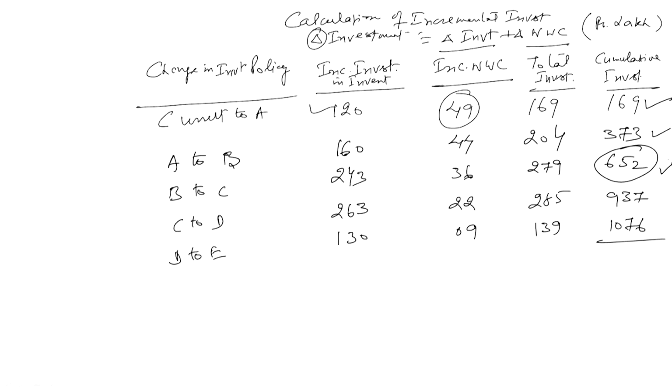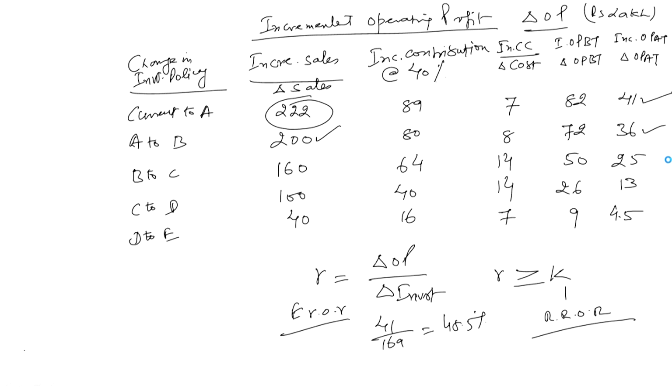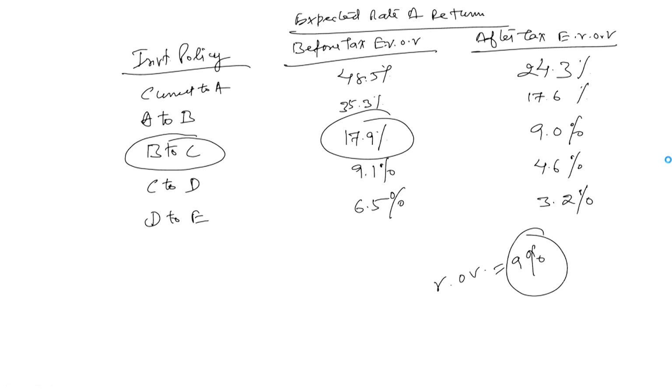So, it means when you are moving from B to C, you will be investing 652 lakhs in total, the investment we will be making in the inventory as well as the other net working capital. Increased total sales will be 582 lakhs, right, and incremental profit will be 25 lakhs, which is incremental profit after tax, and finally the expected rate of return will be 9%, which is equal to the cost of capital. But here we can take a precaution.